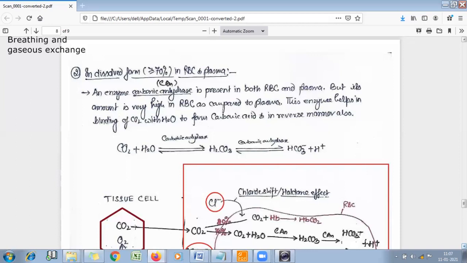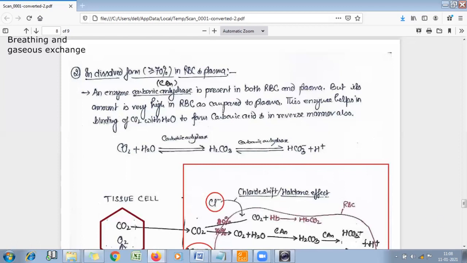And this enzyme helps in binding of carbon dioxide with water, and finally it forms carbonic acid. And this reaction is a reversible reaction. It means the reaction can take place in both ways. We can see here that carbonic anhydrase is forming carbonic acid by binding of carbon dioxide and water, and by the same enzyme it dissociates into ions also, carbonic ion and hydrogen ion.